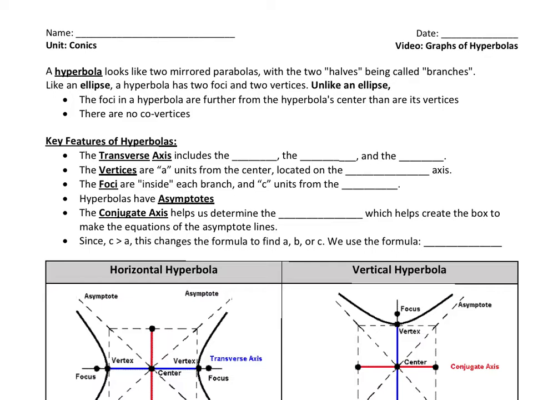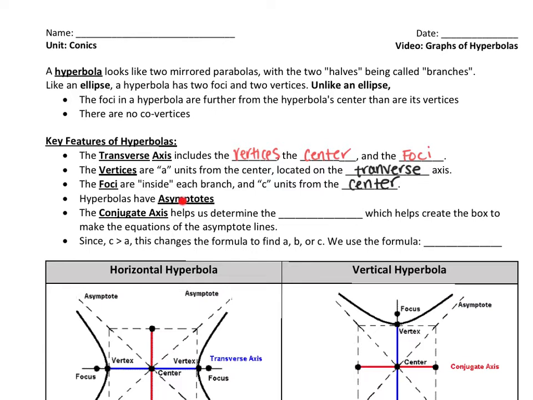For a hyperbola, the transverse axis includes the vertices, the center, and the foci. The vertices, like in an ellipse, are A units from the center and are located on the transverse axis. So it's all located on that transverse axis. Transverse axis for a hyperbola is like a major axis for an ellipse. The foci this time are inside each of the branches, and again, like an ellipse, they are C units from the center.